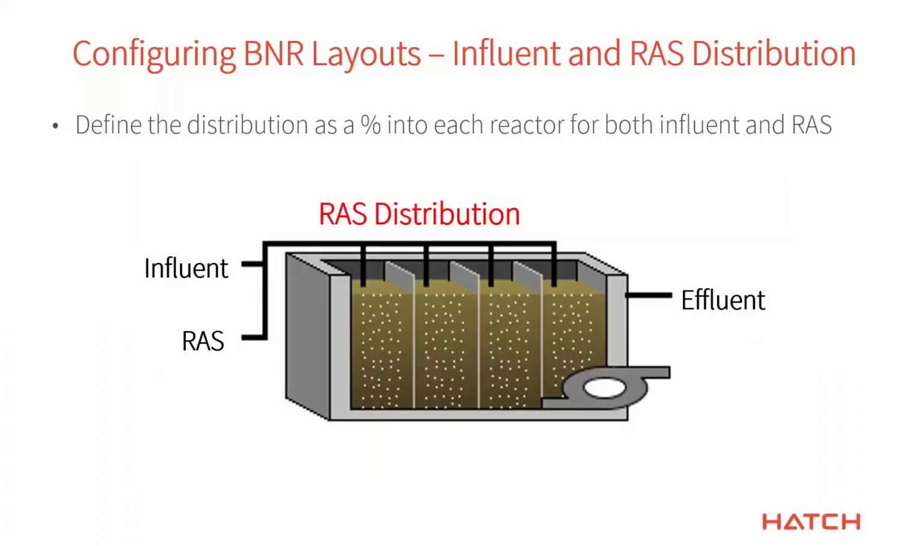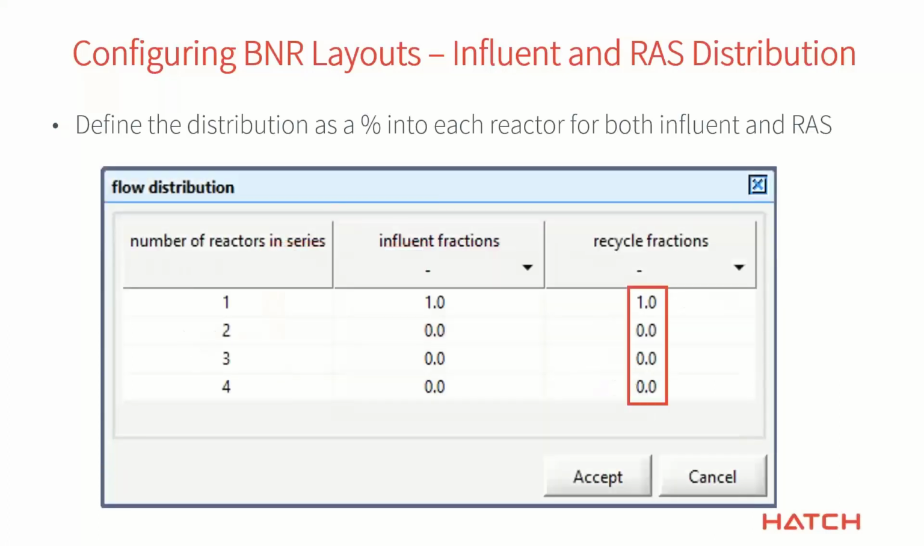So those are settings that are important to know. And then secondly, the RAS distribution is almost exactly the same thing. By default, 100% of it goes in the front. But if you have a situation where you would like to put it into some of the other parts of this system, that's this menu here. Same menu we were just looking at, but now this right-hand column here where you set your recycle fractions. I have to say, I haven't worked on too many systems where the RAS doesn't go in the front, but I can think of at least one where we did.